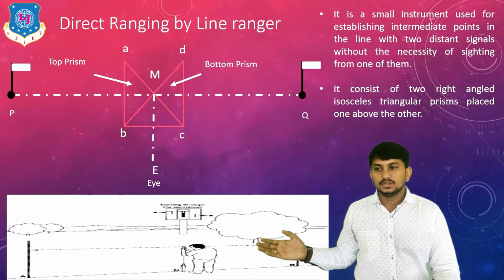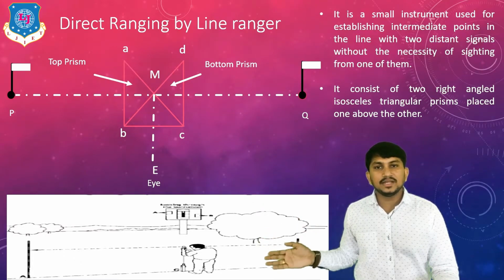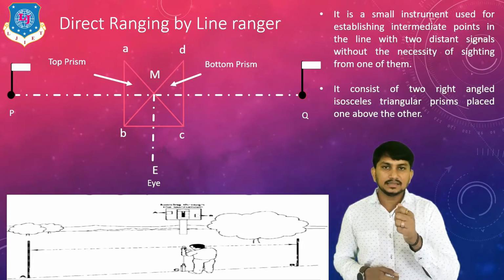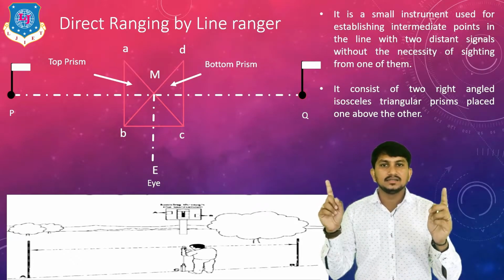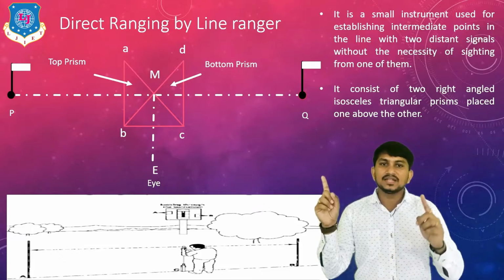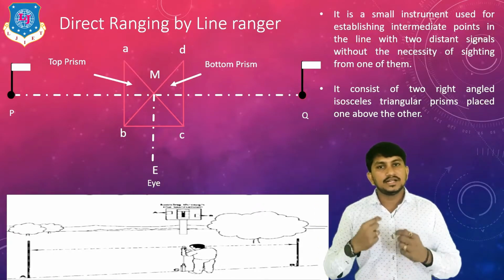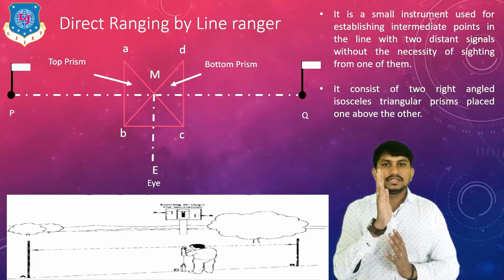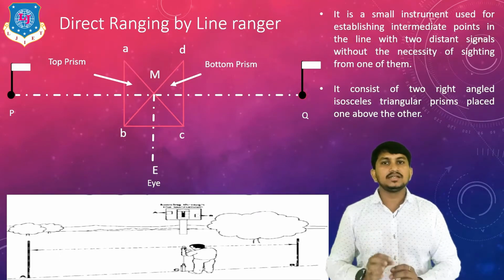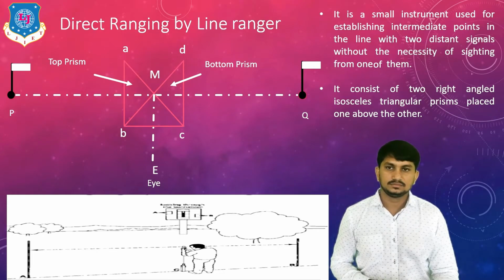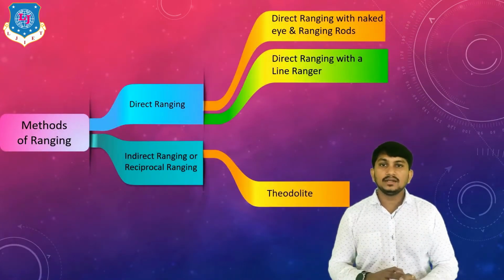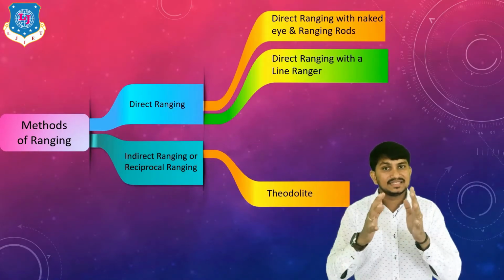Like this, the person is standing on the chain line with the line ranger and sees two distant signals, which are station P and station Q and their ranging rods. When the images of P and Q are exactly one above the other, it is called perfect ranging. That's all about direct ranging when the stations are intervisible.